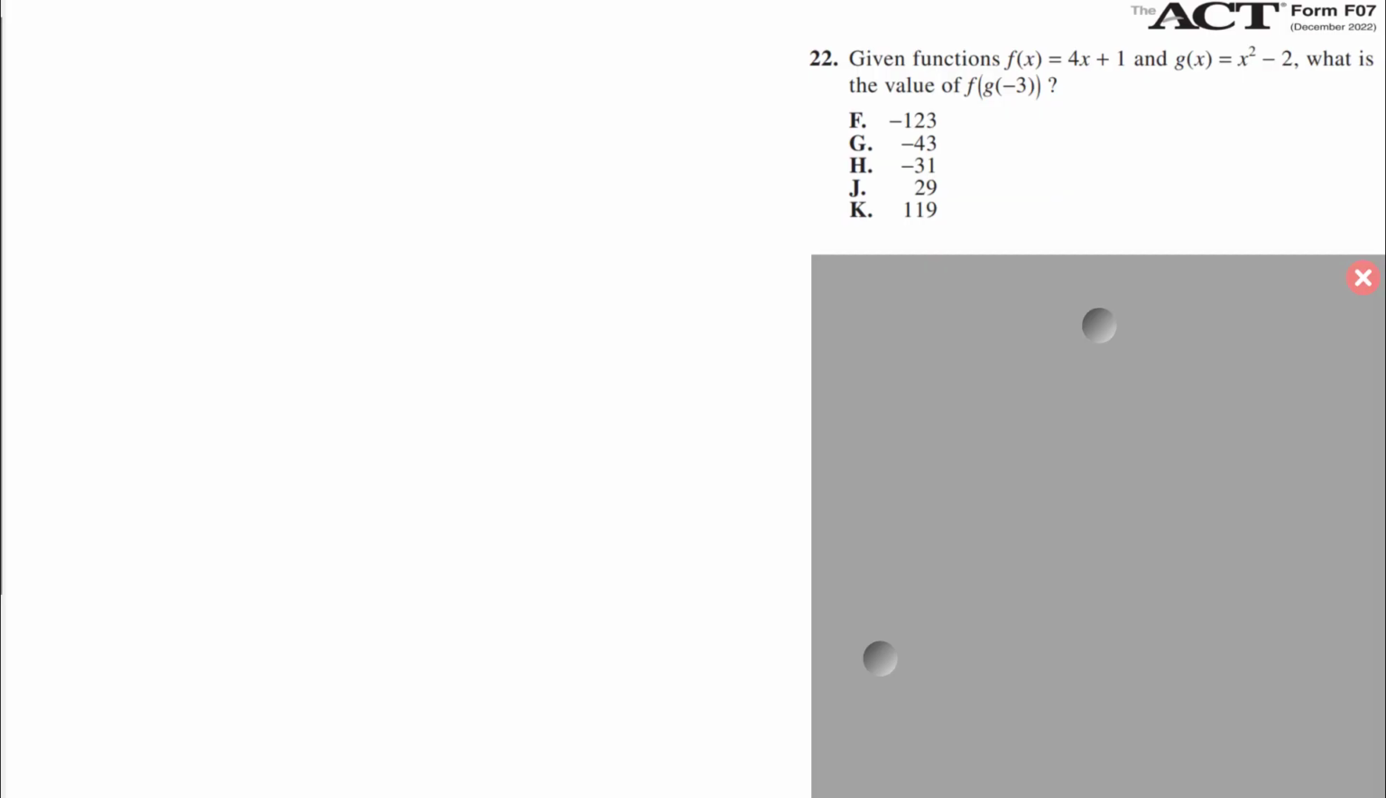This is ACT December 2022, number 22. Here you're given two functions and you're asked to find the value of f of g of -3. Pause to do this problem and resume when you're ready.